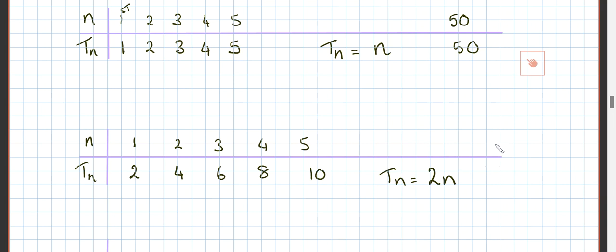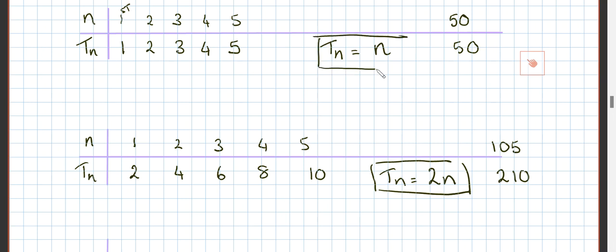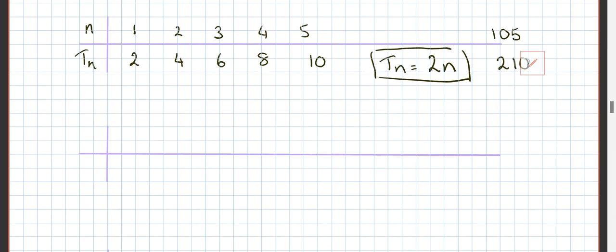So the 105th number in the sequence is 210. So that's the nth term, or the general rule. Okay? Same thing, another name, that's all. Well, we'll come back to that, but you're right. Good. So, another one.